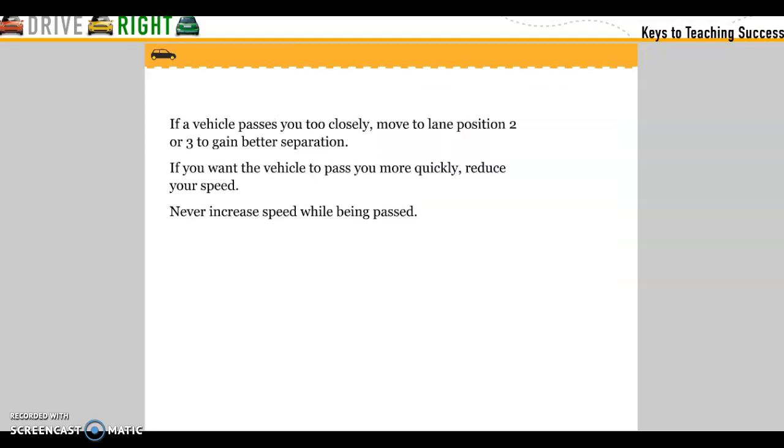If a vehicle passes you too closely, move to lane position 2 or 3 to gain better separation. If you want the vehicle to pass you more quickly, reduce your speed. Never increase speed while being passed.